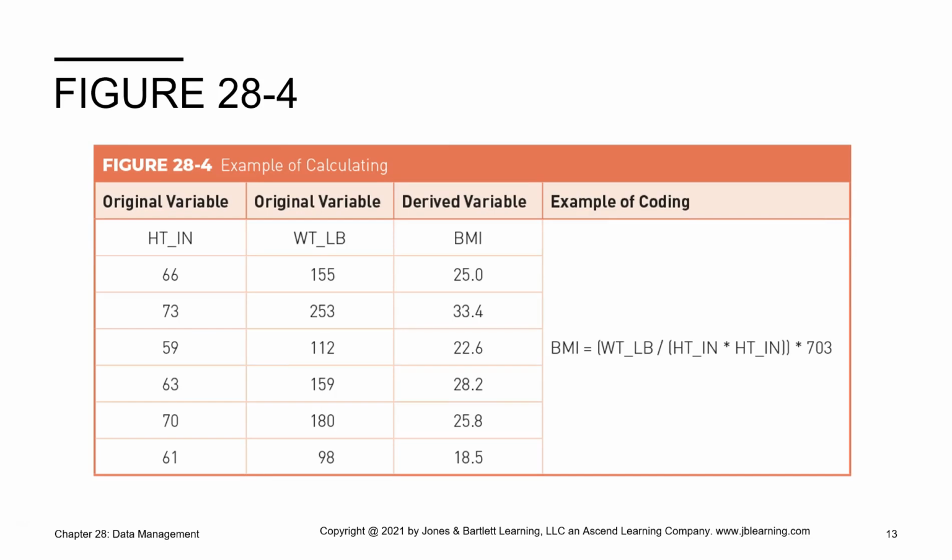Then here's an example of calculating a variable, and so this would be a derived variable for BMI, body mass index, which is calculated by using height in inches and weight in pounds. And then you would have to code it to a certain formula that would give you the BMI. And then when you have the BMI, you could also make a further recode of that by saying less than 18.5 BMI is underweight, and then 18.5 to 24.9 is healthy weight, 25 to 29.9 is overweight, and then 30 and over is obese.